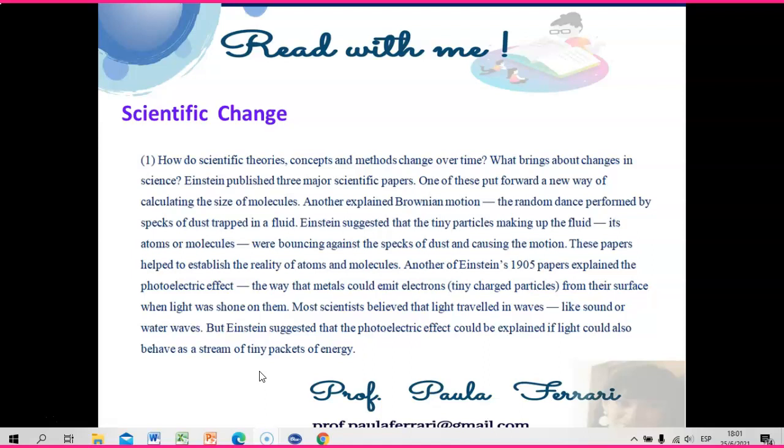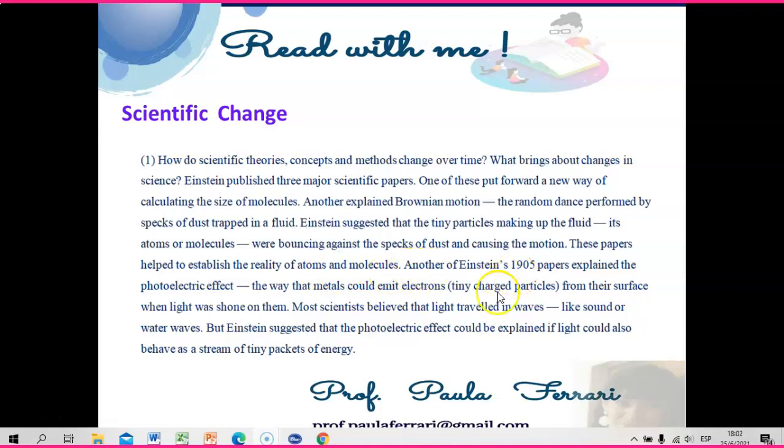Einstein published three major scientific papers. One of these put forward a new way of calculating the size of molecules. Another explained Brownian motion, that is, the random dance performed by specks of dust trapped in a fluid. Einstein suggested that the tiny particles making up the fluid, its atoms or molecules, were bouncing against the specks of dust and causing the motion. These papers helped to establish the reality of atoms and molecules.